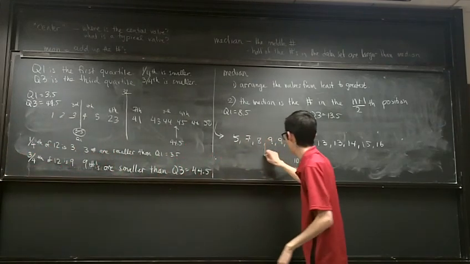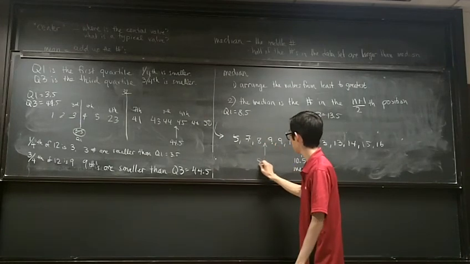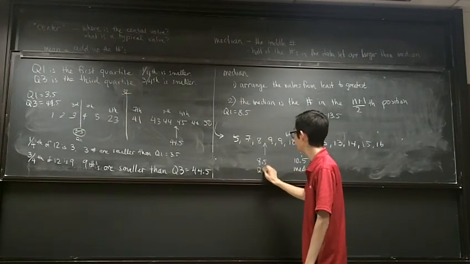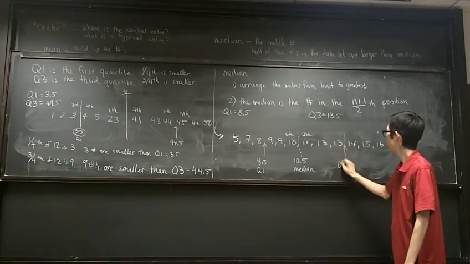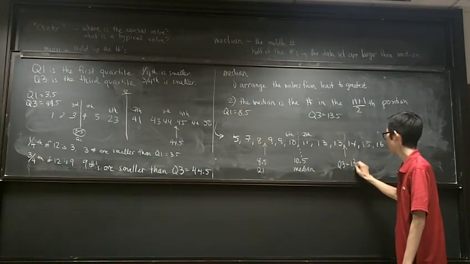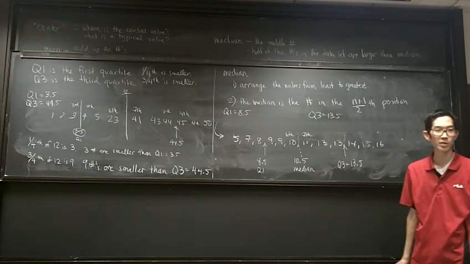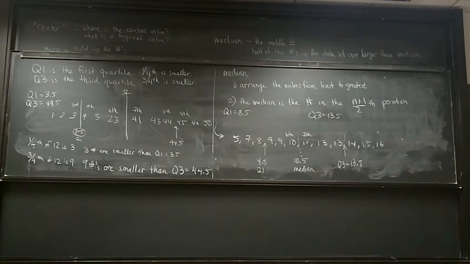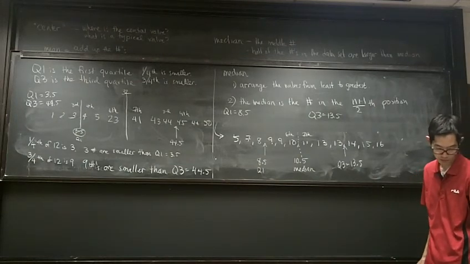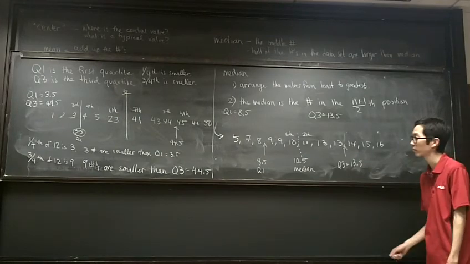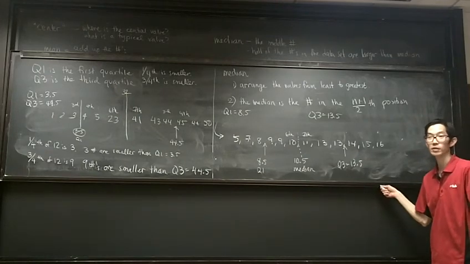We do the same thing over here. It's easy when you've got 12 numbers. So here I've got 8.5 is Q1. 3 numbers are smaller than Q1. And over here, my Q3 is 13.5. Okay. Is that okay with everyone?